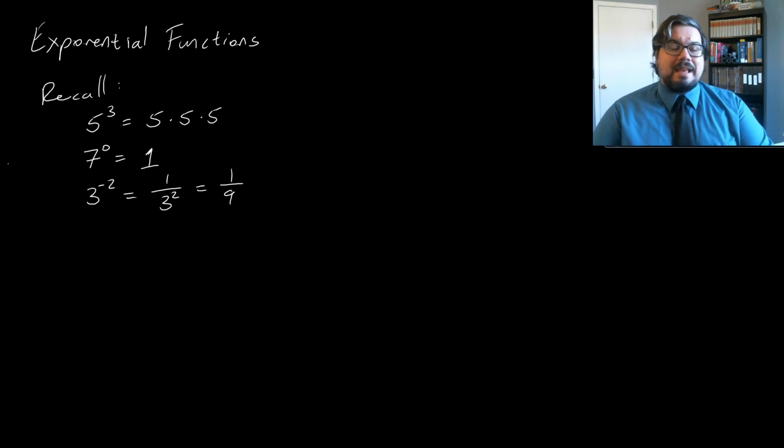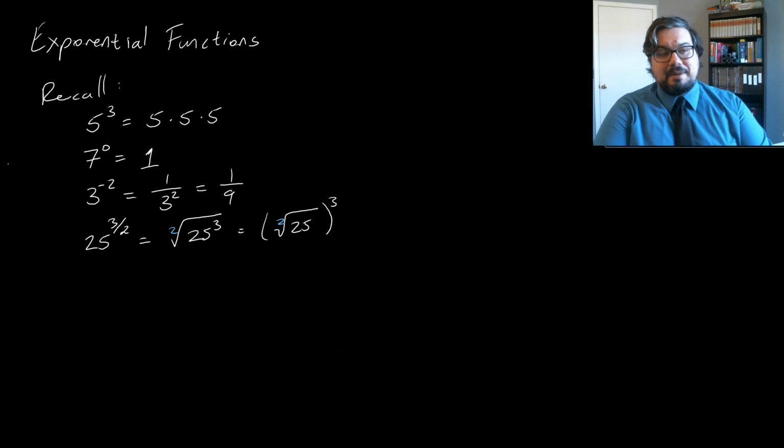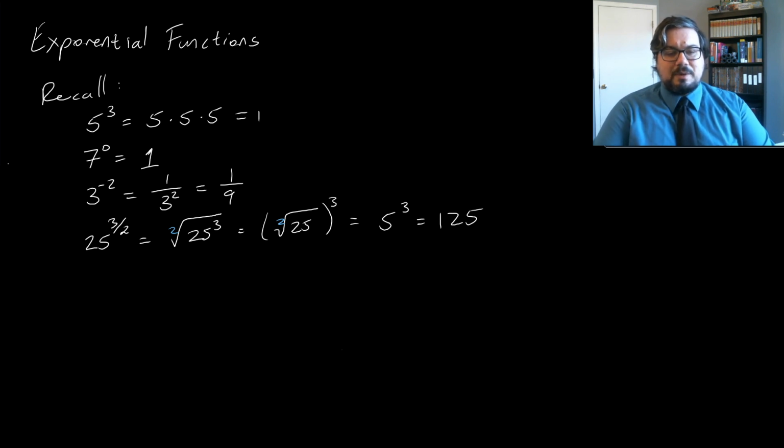We also can raise positive numbers to fractional powers. So we could take something like 25 to the 3/2. By definition, we can write it 2 different ways. We can write it as the square root of 25 cubed, or as the cube of the square root of 25. The square root here comes from the fact that 2 is in the denominator of the fraction. And so from there we get that this is 5 cubed, which works out to be 125, the same as the top.